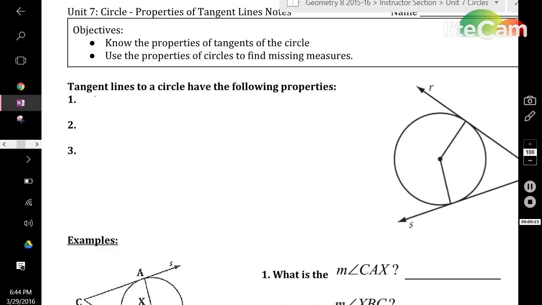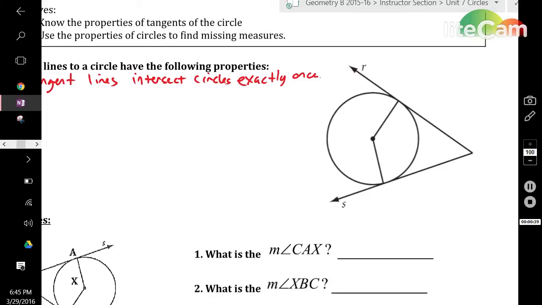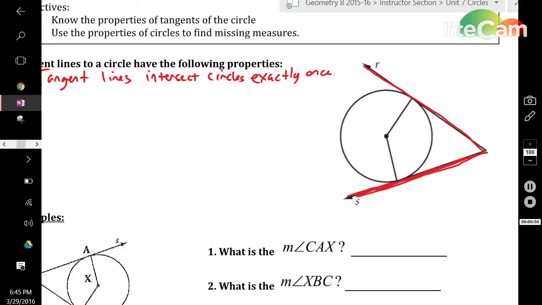First, the tangent itself, tangent lines intersect circles exactly once. And informally, this could be described by just kind of skimming the edge of the circle. So in this example, this diagram over here, line or ray R and S hit the outside of the circle just the one time, intersecting it, making those tangent to the circle.